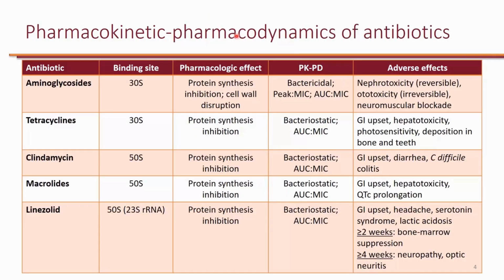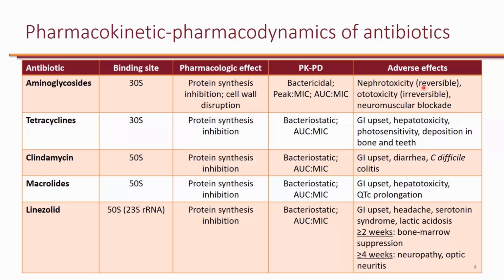I have summarized some of the key pharmacokinetic and pharmacodynamic properties of these antibiotics in this table that you should review. Pay close attention to the adverse effects of these antibiotics. Aminoglycosides, for example, can cause nephrotoxicity, which is typically reversible.